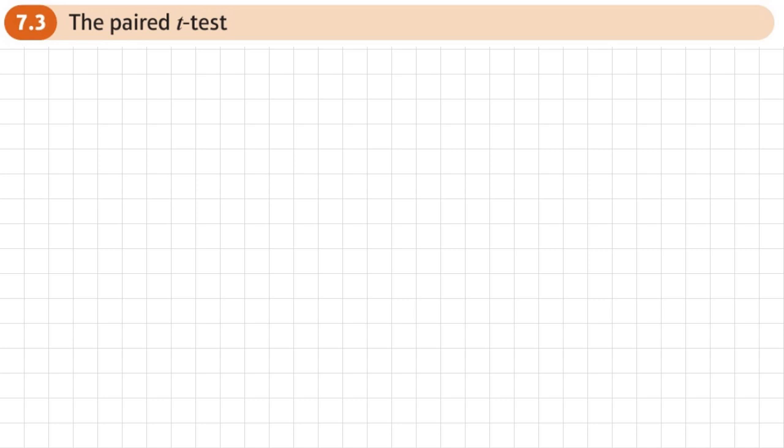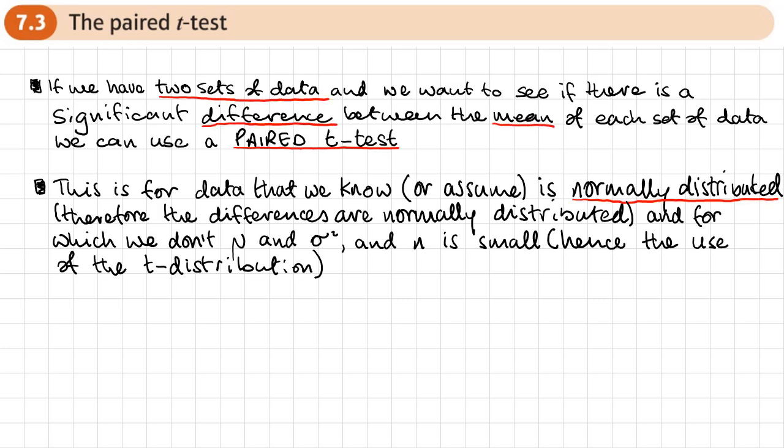This is the third section of chapter 7, and this is about the paired t-test. Okay, so what's this paired t-test all about? Well, let's say we have two sets of data and we want to see if there is a significant difference between the mean of each set of data. Well, in this case we would use the paired t-test.